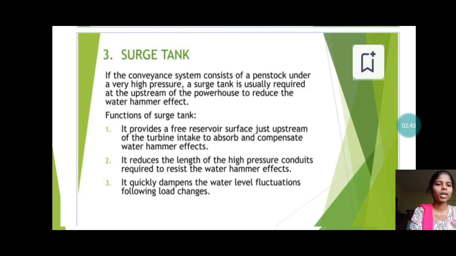Surge tank. If the conveyance system consists of a penstock under very high pressure, a surge tank is usually required at the upstream of the powerhouse to reduce the water hammer effect. Functions of surge tank. It provides a free reservoir surface just upstream of the turbine intake to absorb and compensate water hammer effects. It reduces the length of the high pressure conduits required to resist the water hammer effects. It quickly dampens the water level fluctuations following load changes.